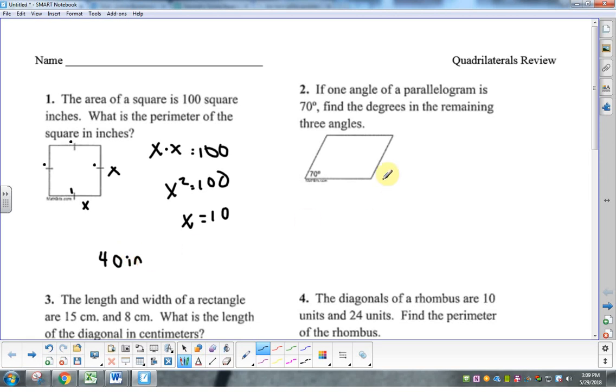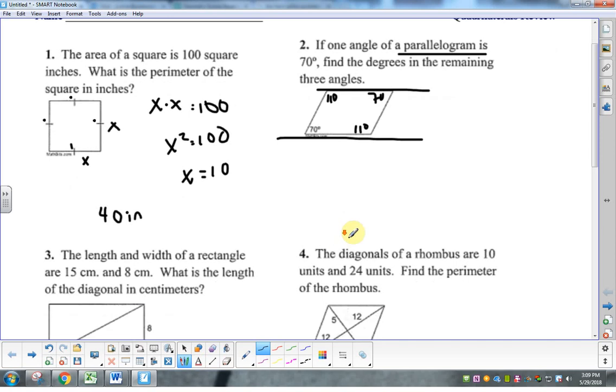Number 2, they give us an angle of a parallelogram, and we need to find the degrees in the remaining 3. So we have 70 here, because these are opposite angles, and these need to add up to 180, because consecutive angles are angles that are next to each other in a parallelogram. If they come from the parallel sides, these would be co-interior, they add up to 180. So this is 110 and this is 110. So they are the 3 remaining angles.